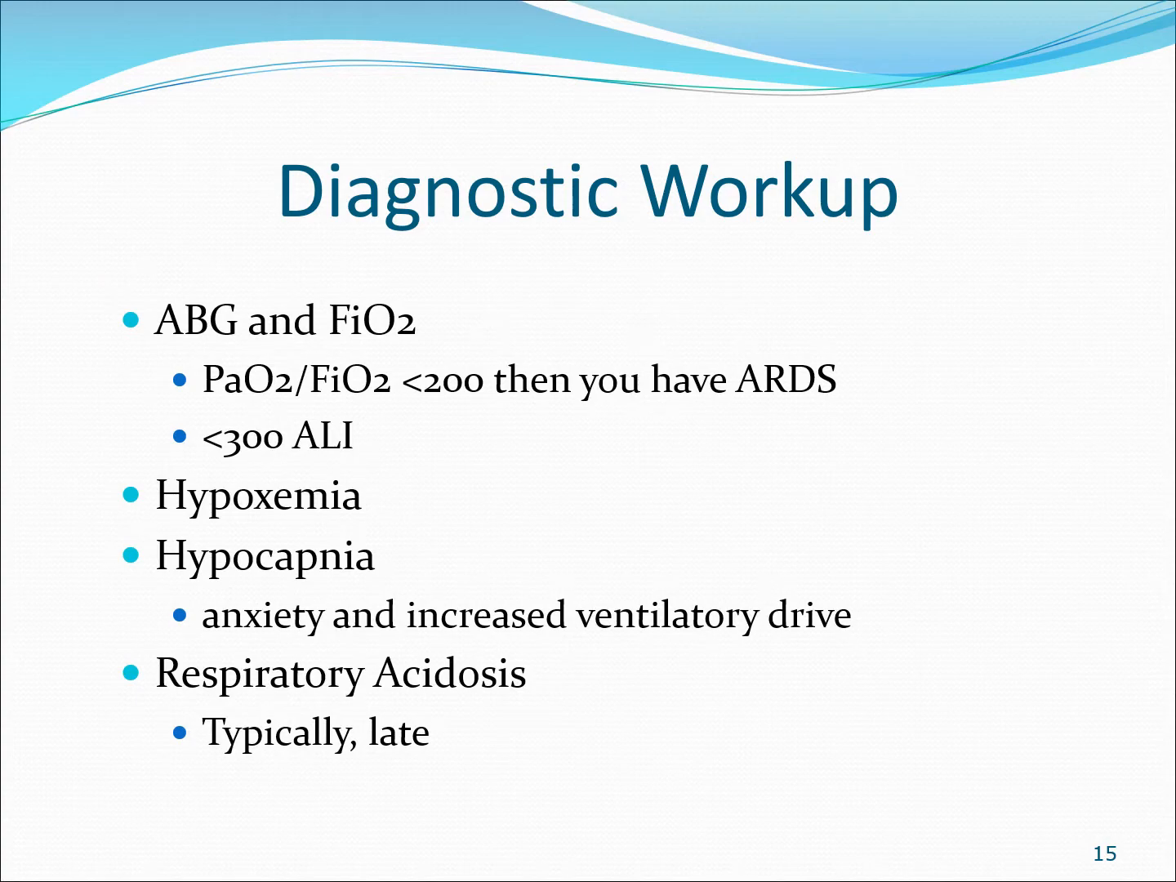As I was telling you, if your PF ratio is less than 200, you have ARDS. If it's less than 300, you have ALI. You can see that initially you will have hypoxemia, and you also have hypocapnia because of anxiety, and eventually you're going to go into acidosis.